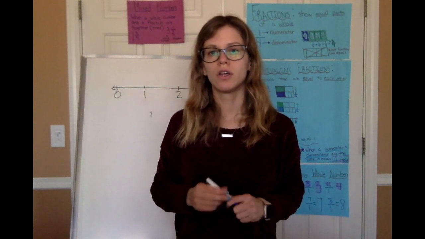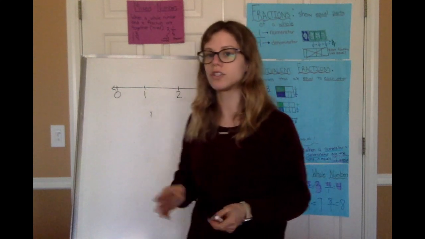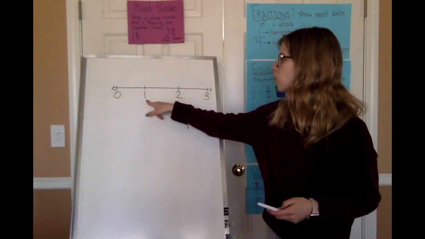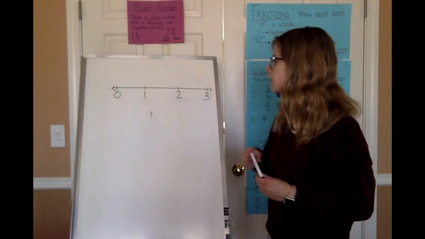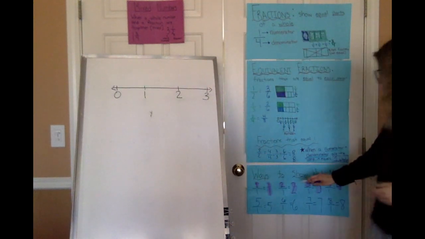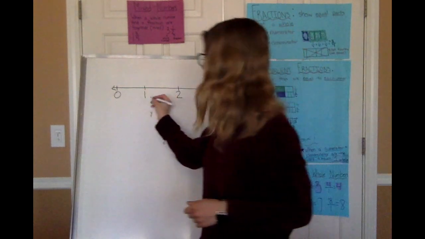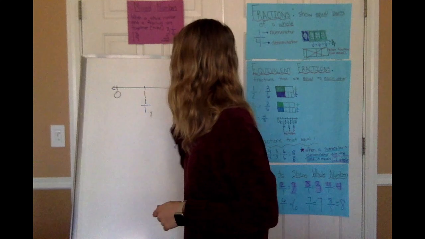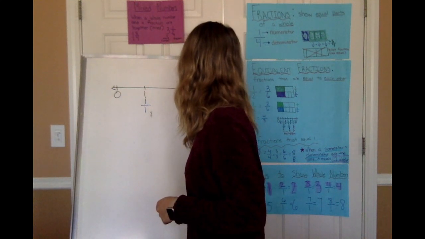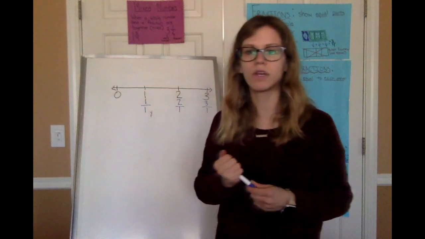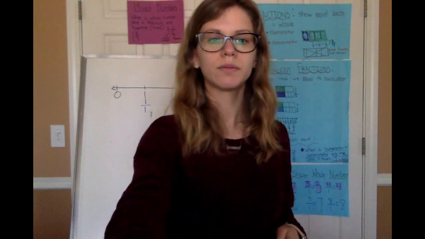So remember that we said that we can have another way to show whole numbers, like 1, 2, and 3. We said that we can show whole numbers by putting the number over 1. So I'm going to put 1 over 1, 2 over 1, and 3 over 1. And that's a different way that we can show whole numbers, is by putting the number over 1.